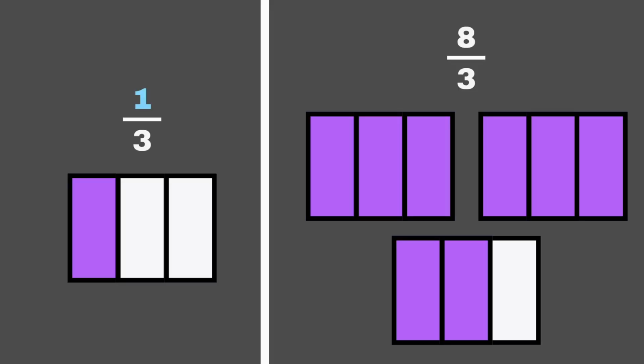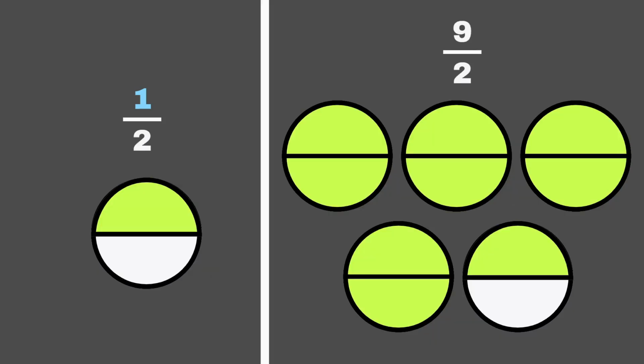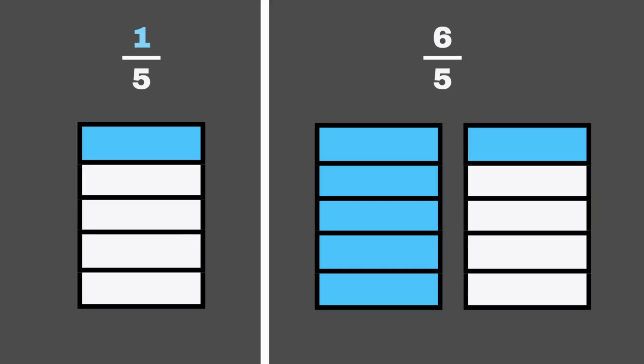8 times 1 by 3 would make 8 upon 3. 9 times 1 by 2 would make 9 upon 2. 6 times 1 upon 5 will make 6 upon 5. In all these fractions, the numerator is greater than the denominator.